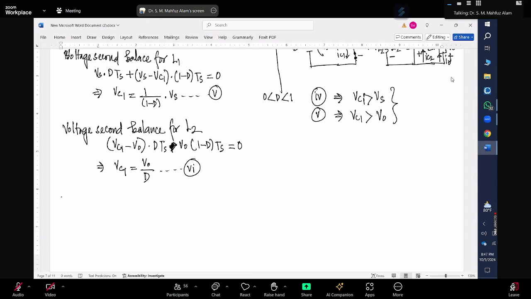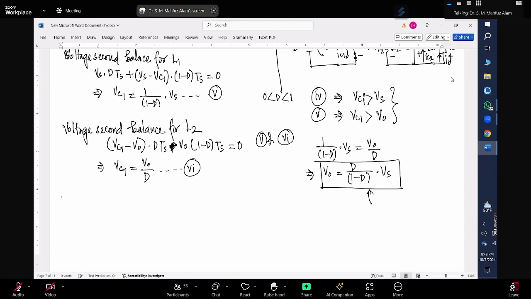And from your equation 5 and 6, we can write 1 over (1 minus D) multiplied by Vs equals V naught over D. So here we can write V naught would be D over (1 minus D) multiplied by Vs. So this equation is similar to your buck boost converter, right?